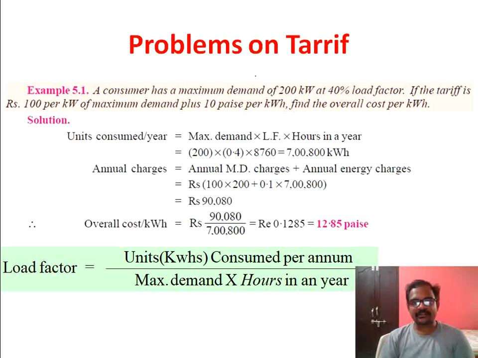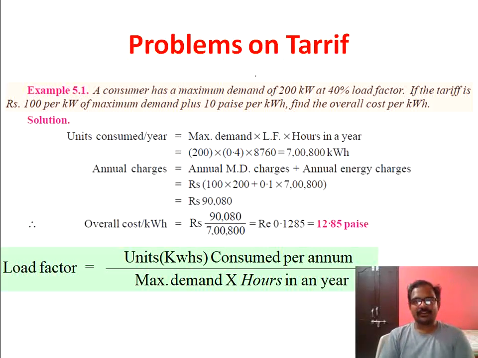A consumer has a maximum demand of 200 kilowatt at 40% load factor. If the tariff is 100 rupees per kilowatt of maximum demand plus 10 pice per kilowatt hour, find overall cost per kilowatt hour. It is the problem given in the textbook. Now we need to solve this problem.